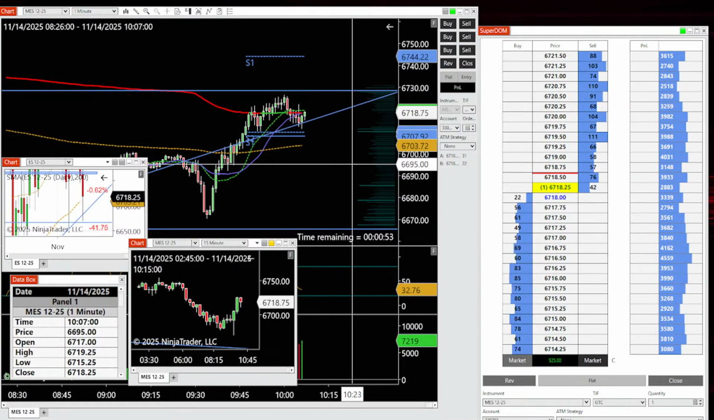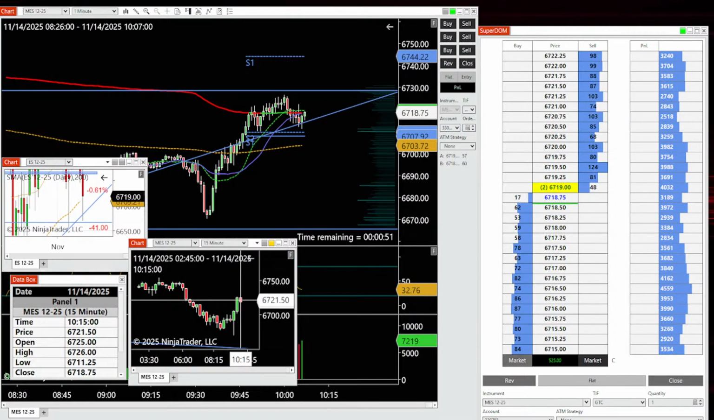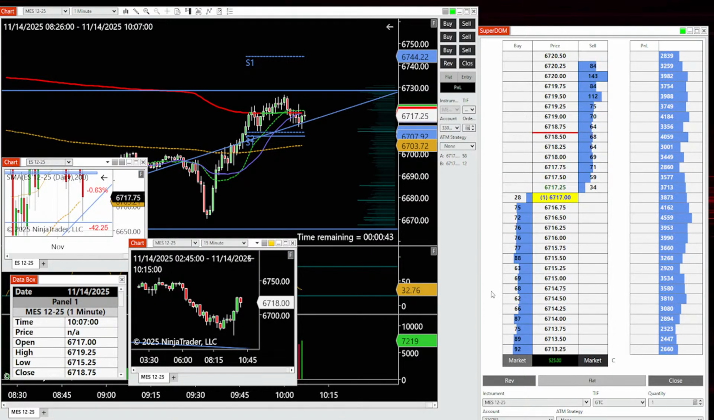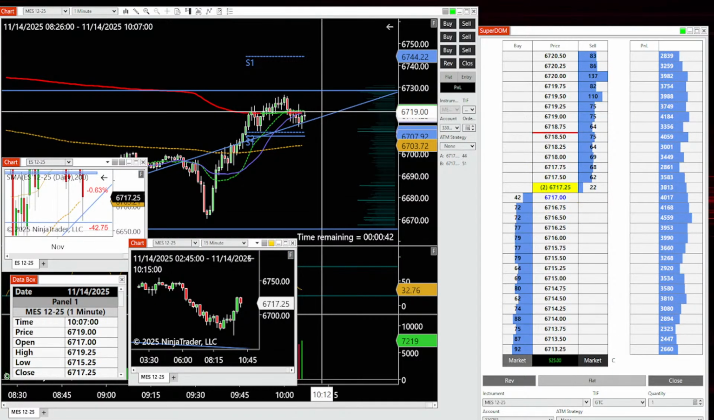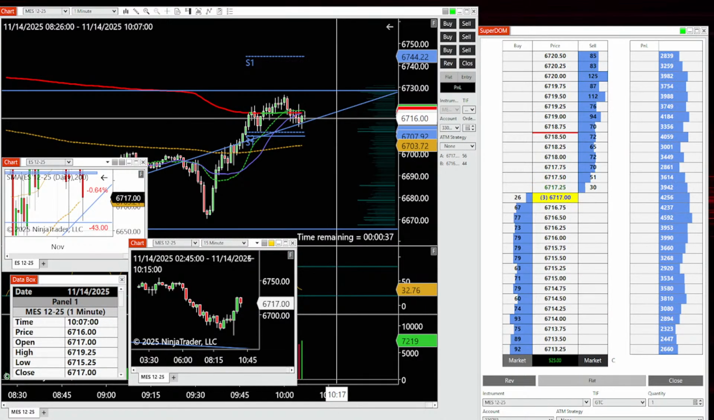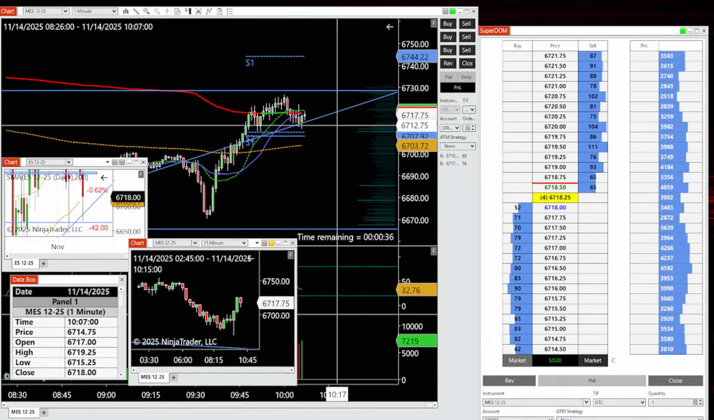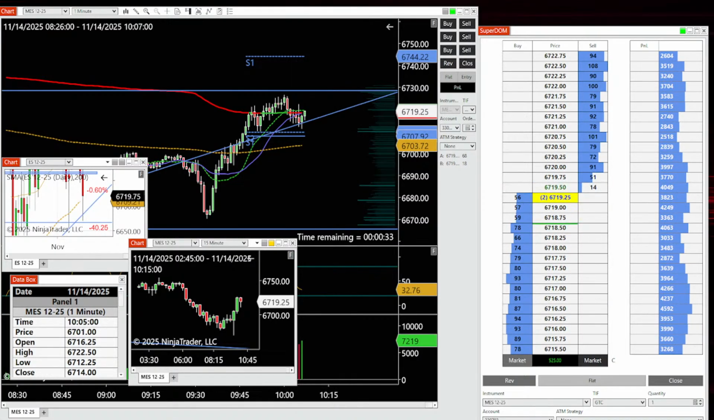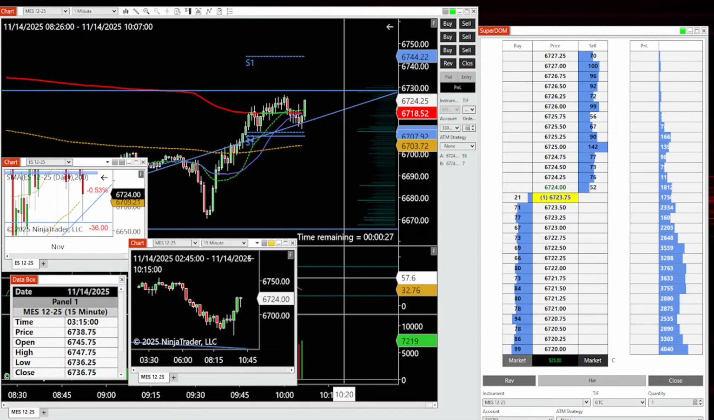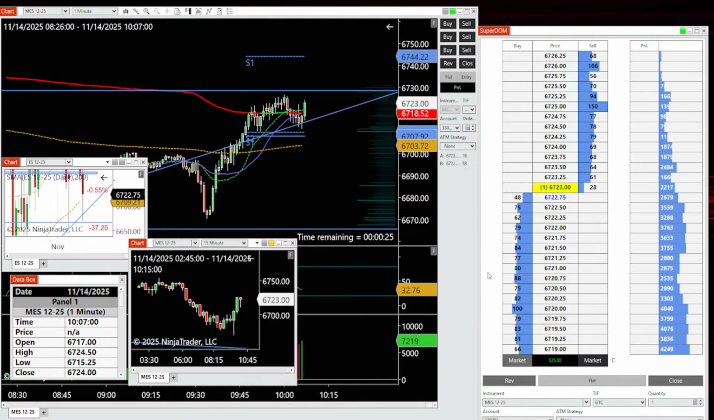Looks like it's trying to get above VWAP. But it hasn't closed above VWAP. Hasn't closed above VWAP. There we go.